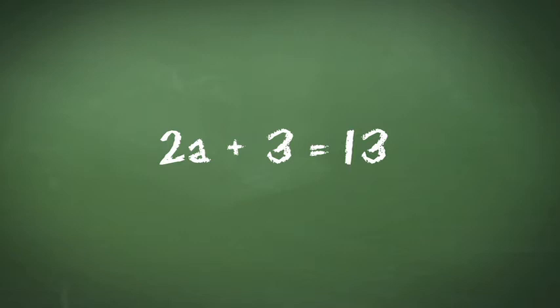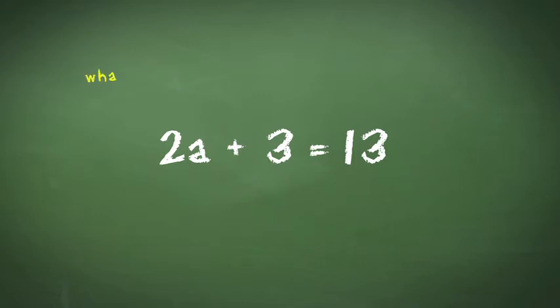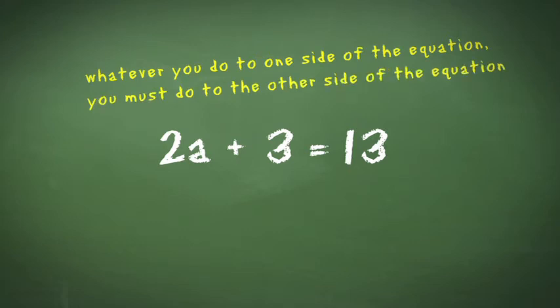The key to solving an equation is to get all the letters or variables on one side of the equation and all the normal numbers, also known as constants, on the other side. And always remember the golden rule. Whatever you do to one side of the equation, you must do to the other side.